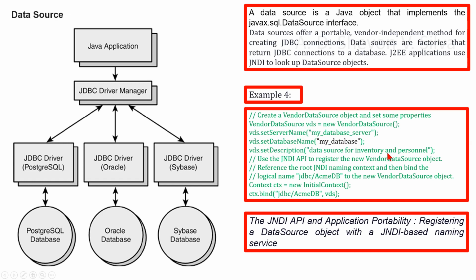Use the JNDI API to register the new vendor data source object, reference the root JNDI naming context, and then bind the logical name jdbc/ACME-DB to the new vendor data source object.